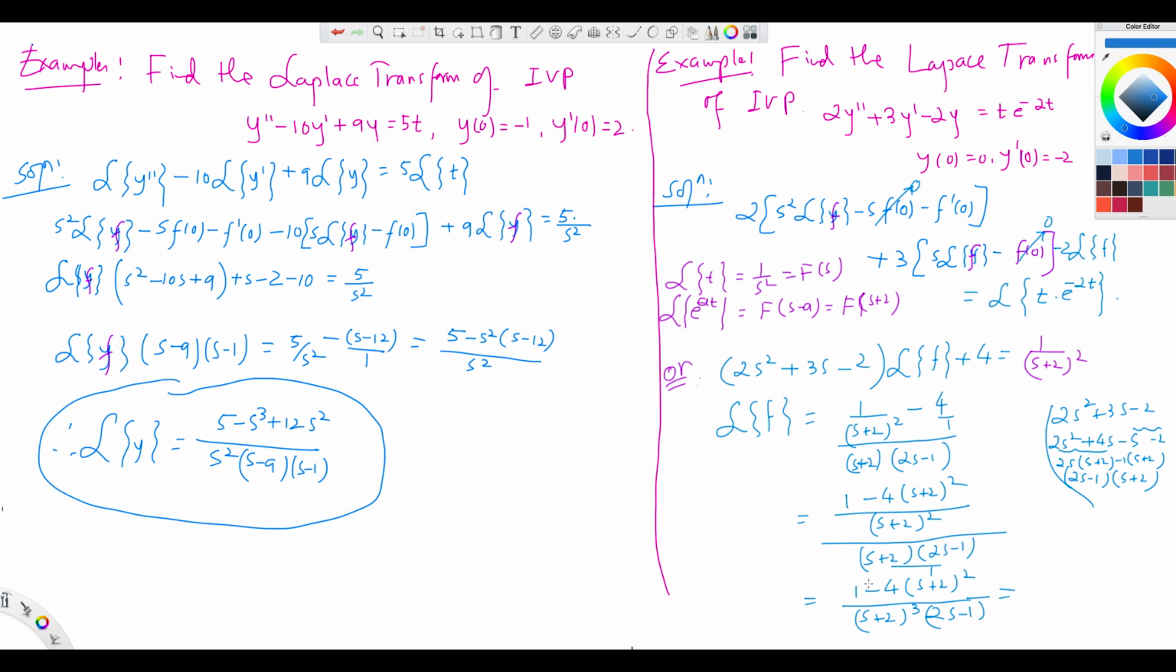Or if you want to, you can just split the fraction or just keep it like this. So either way is good. Or from here you can just multiply this one by that, divide this one by that, and then this one by that is also perfectly fine, right? So you can write 1 over (s plus 2) cubed times (2s minus 1), and then minus, if you split this, 4, that square and that square will cancel out, 4 over (s plus 2) and then (2s minus 1). You can end with this answer or that answer, it does not matter.